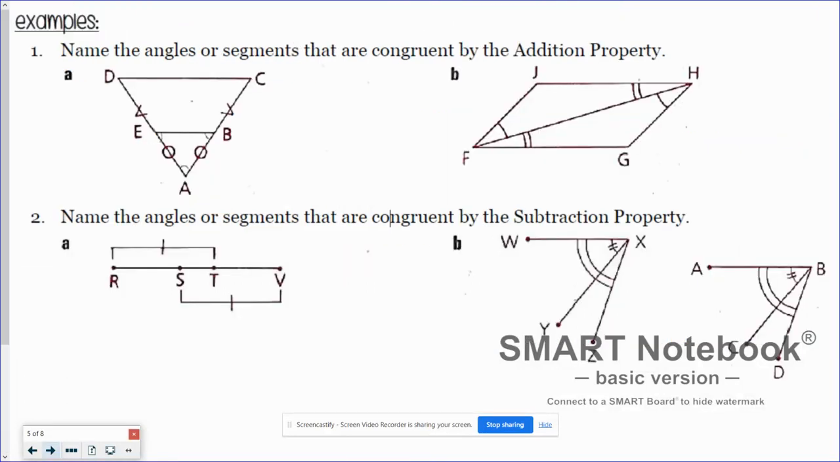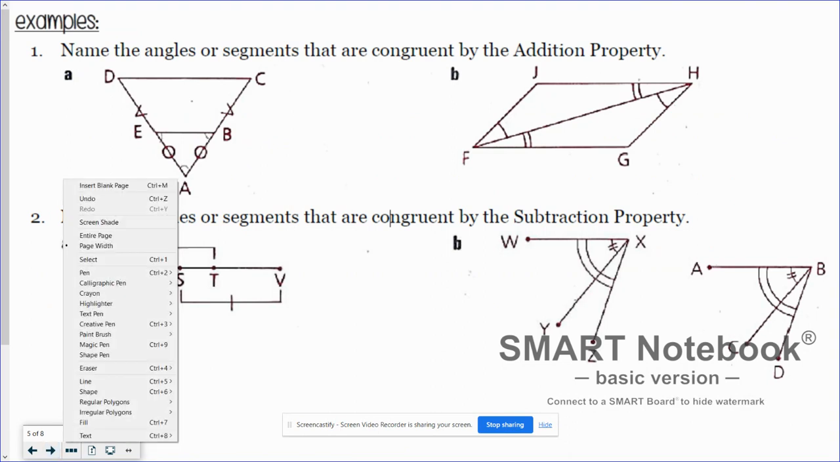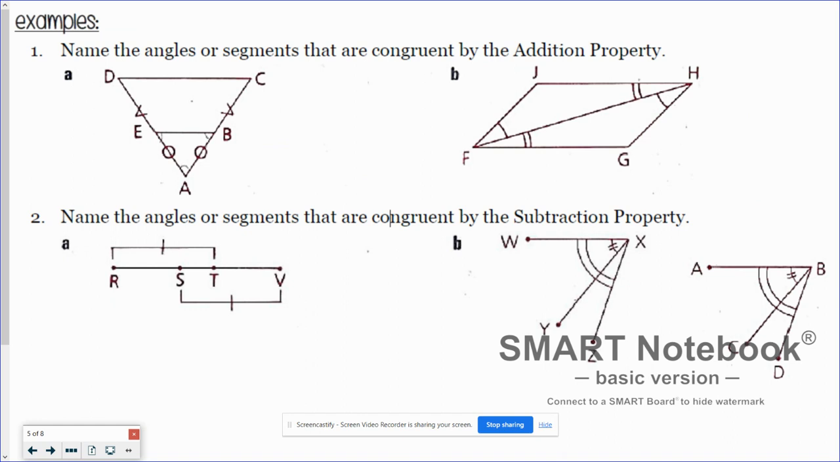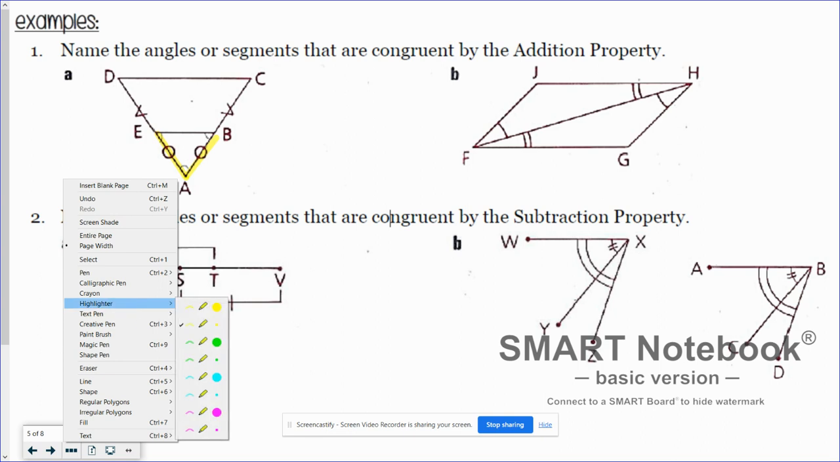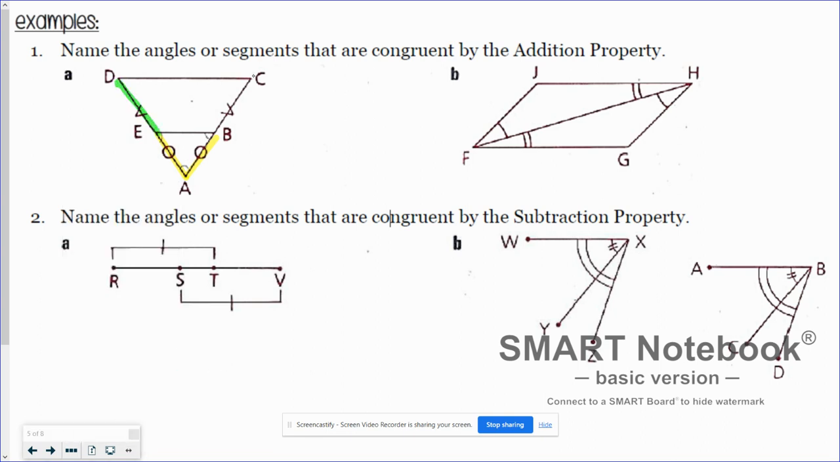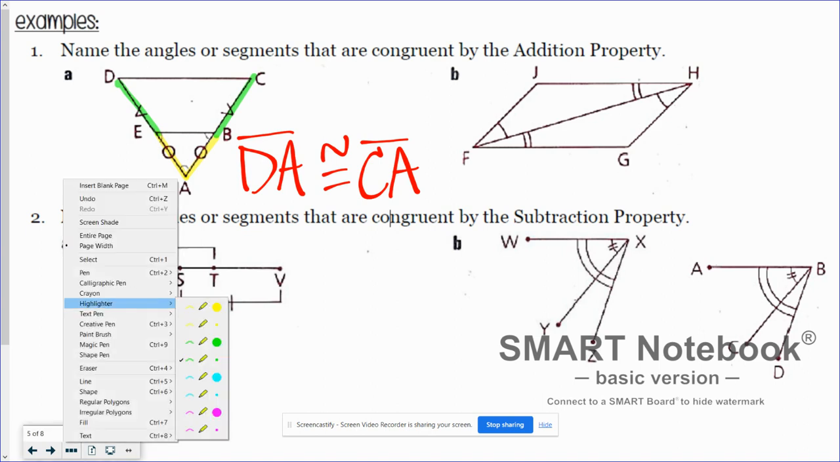So before I get to a proof, let's do some addition and subtraction. So name the angles or segments that are congruent by the addition property. So we can see in problem 1a that EA is congruent to BA. They both have identical tick marks. That's how I know. And we can see that DE is congruent to CB. So if you do some segment addition, what's going to be congruent? You're right. DA is going to be congruent to CA because congruent segments plus congruent segments equal, you got it, congruent segments.